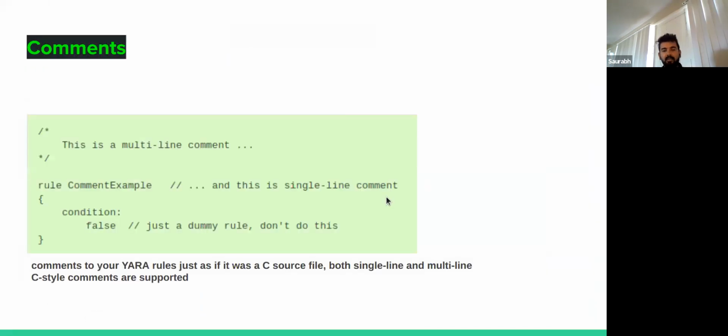Going to the next slide. If anybody is familiar with C, that is how you use a comment, both single line and multi-line. That's absolutely similar to C. This is how you add a comment in a Yara rule. You can use double forward slash, or you can use star and a forward slash. This is a single line comment. This is not going to be read in the Yara rule.